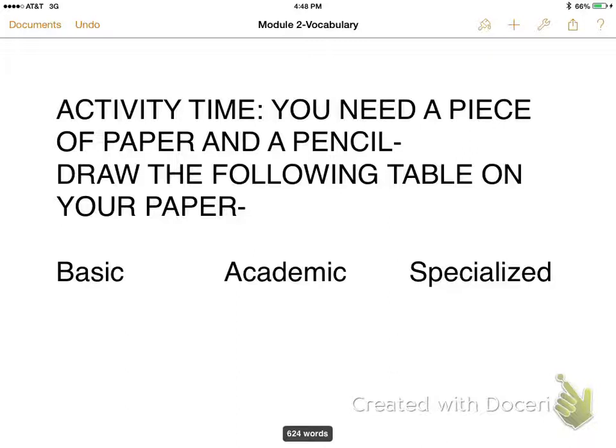Okay, you should have somewhere between 6 and 12 words written down on your paper, 3 or 4, 2 or 3 under basic, the same under academic, and the same under specialized. We're going to come back to that, so you need to just hang on to that, and we're going to come back and visit it in just a few minutes.